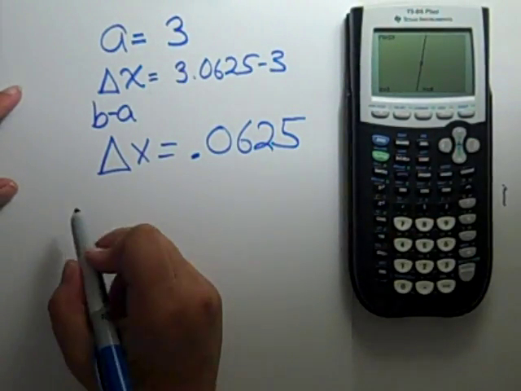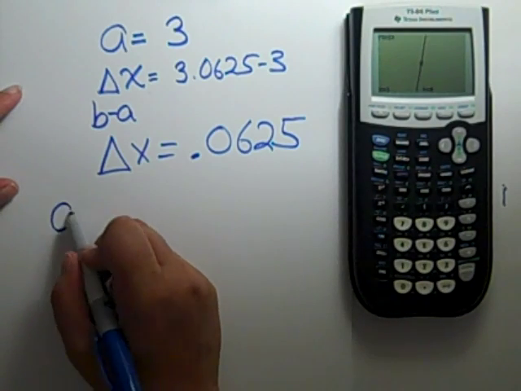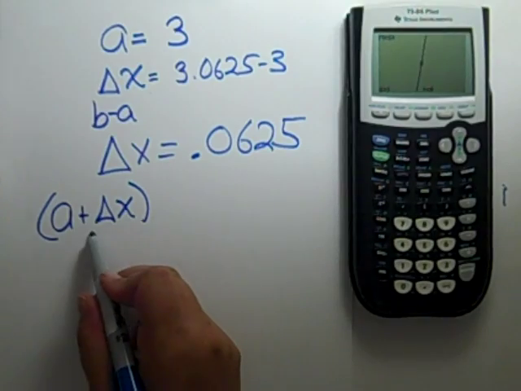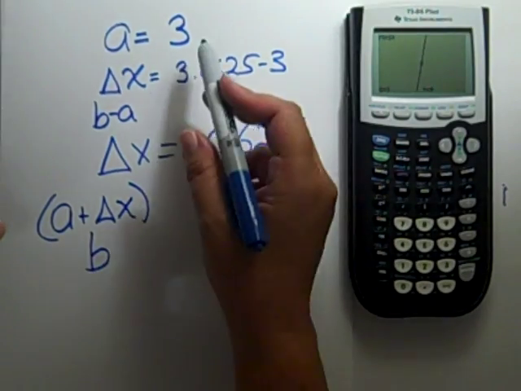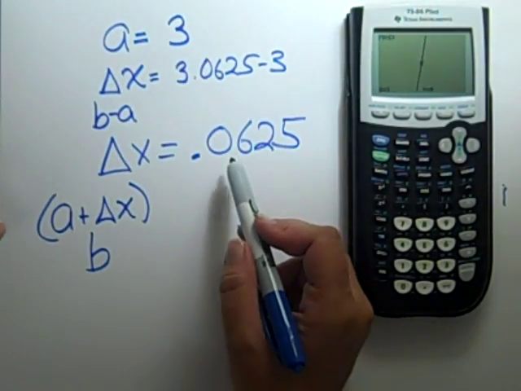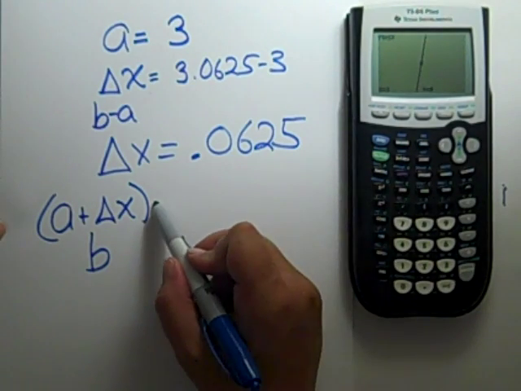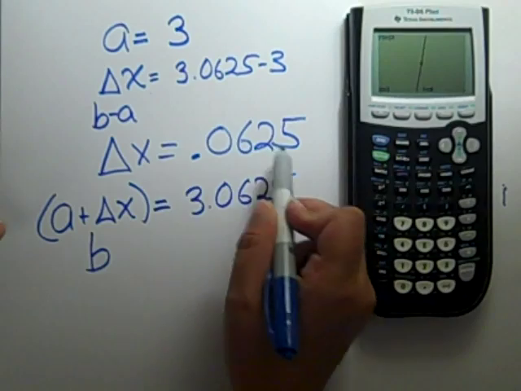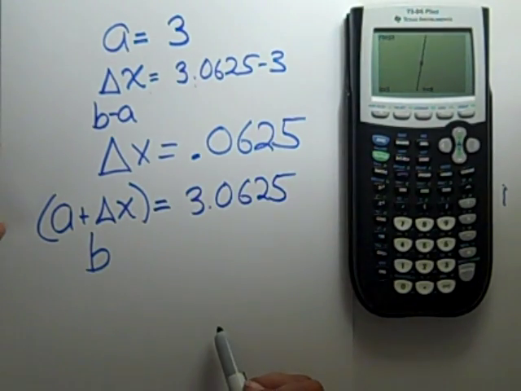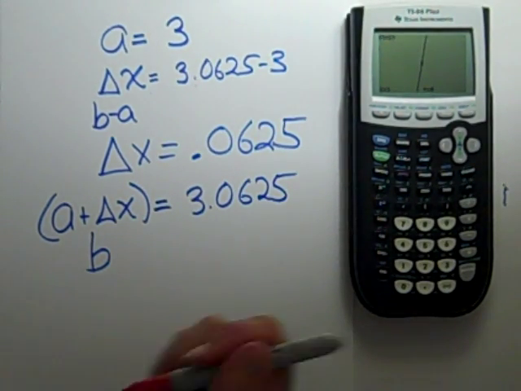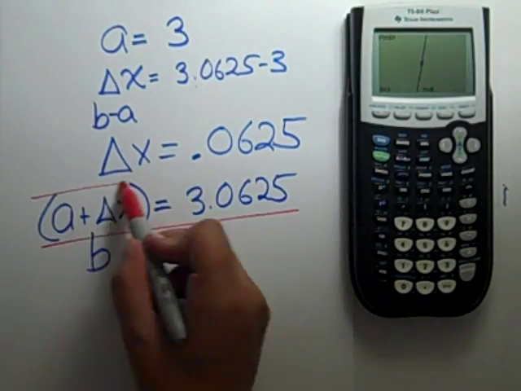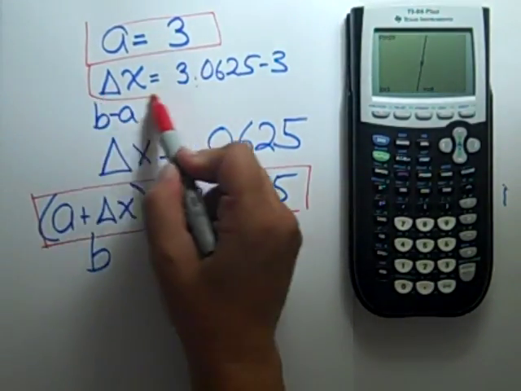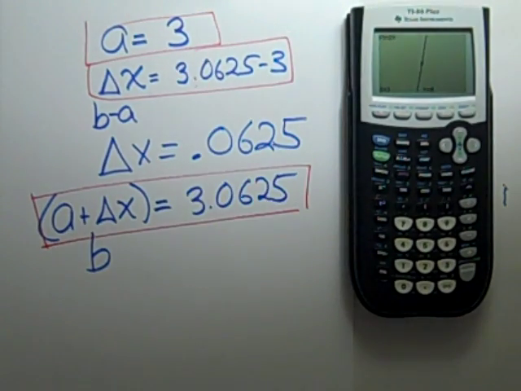And then we need to know a plus delta x. Do you remember that that's the same as b? But we can do it. What's a plus delta x? Well, it's 3.0625. Took us right back to b, didn't it? Okay, so we have the 3 things we need now. We have this one. Probably wrote that on your paper. We have this. We have delta x. So now we're ready to use the cooler formula.